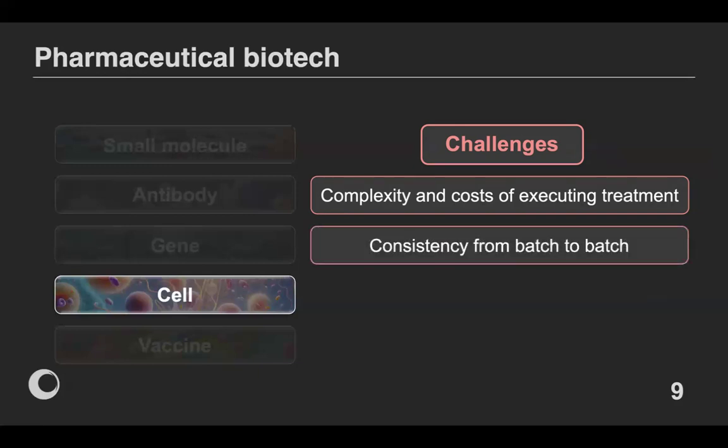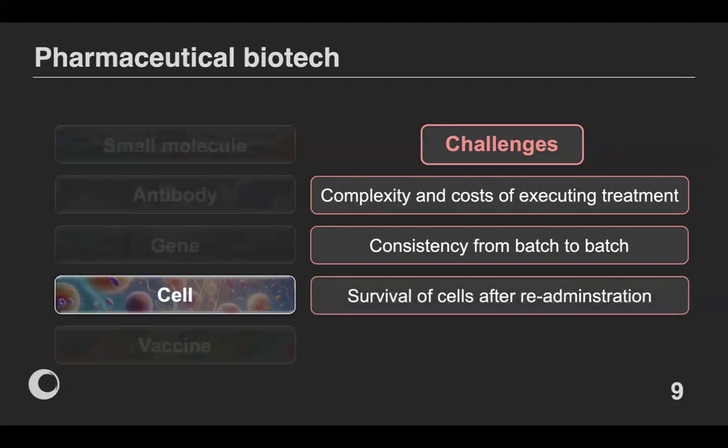The second is that because you're creating a personalized treatment, it's really hard to create consistency from batch to batch. The third is actually keeping the cells alive during the actual treatment, mainly because these cells are very fragile, and you're not going to have too much time to genetically modify and reintroduce them before they start dying off. And so that makes it really challenging to actually execute these treatments.